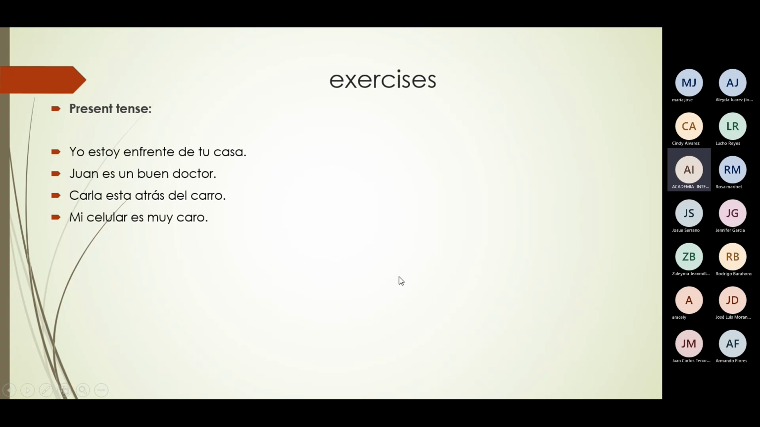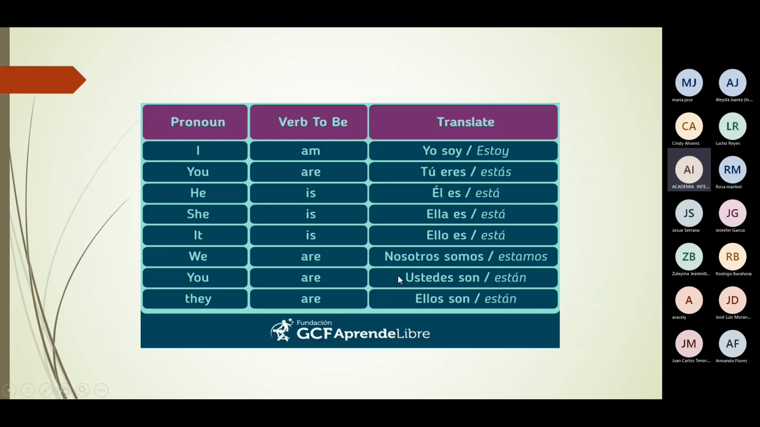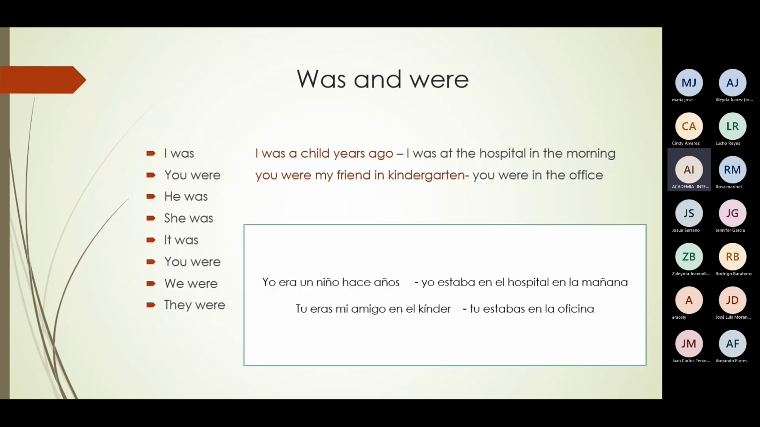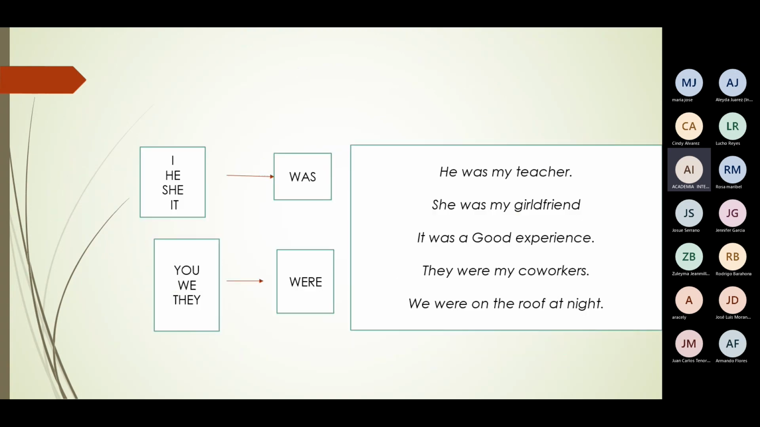Permítanme que esto se... Aquí estamos. Aquí sería. Bueno, ¿cómo lo voy a utilizar y cuándo? Por ejemplo, I, he, she, and it, utilizamos was. You, we, and they, utilizamos were, ¿ok? Aquí creo que no sería como mucho de perderse, pero tal vez puede confundir al inicio, yo sé.